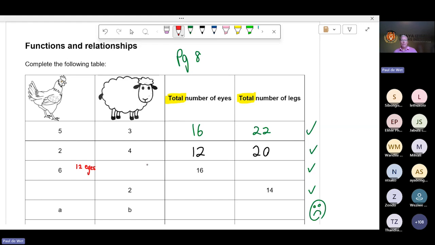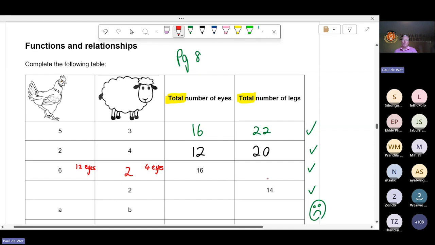So that means that we must have 4 eyes on the sheep. But that doesn't mean we must have 4 sheep. How many sheep must we have? We must have 2 sheep to get the 4 eyes. Okay, now can we fill this in?